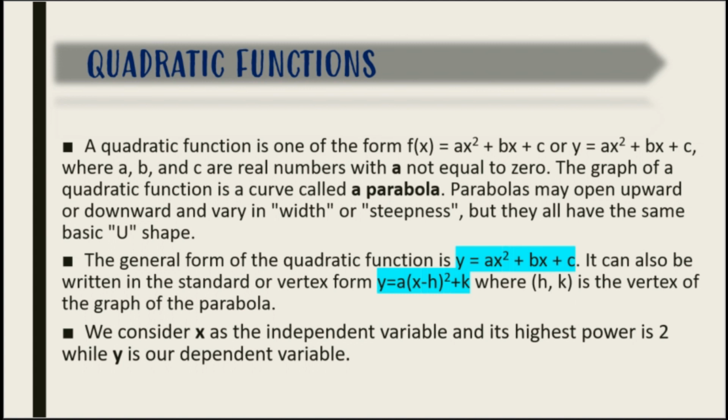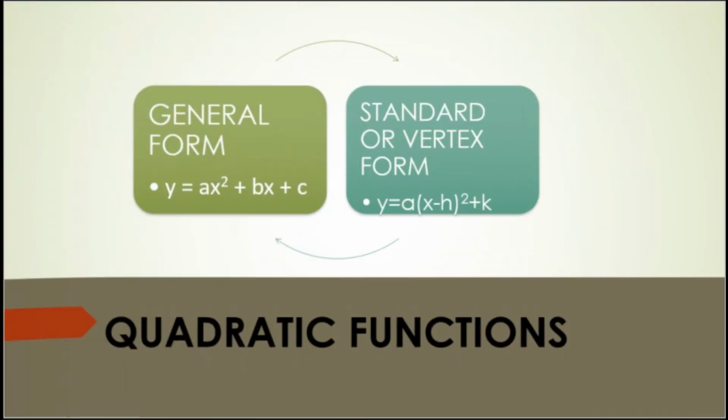We consider x as the independent variable, and its highest power is 2, while y is our dependent variable. Ax squared plus bx plus c is just a quadratic expression. Ax squared plus bx plus c equals 0 is considered a quadratic equation. Changing the equal sign with inequality symbols will make it a quadratic inequality, and having y is equal to ax squared plus bx plus c gives us a quadratic function.